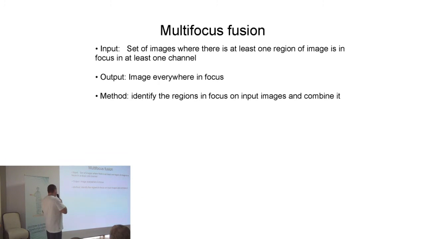Multifocus fusion is the situation when we have a set of images where there is at least one region in focus and other regions are not in focus. What we want to get is an image where everything is in focus. Which method will we use? We should identify the regions on each photo which are already in focus and combine them.